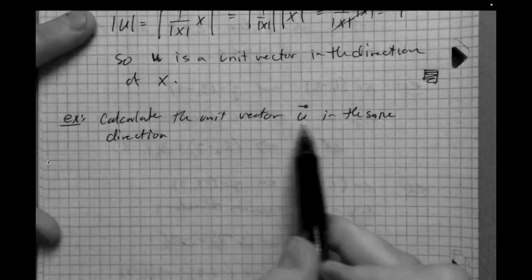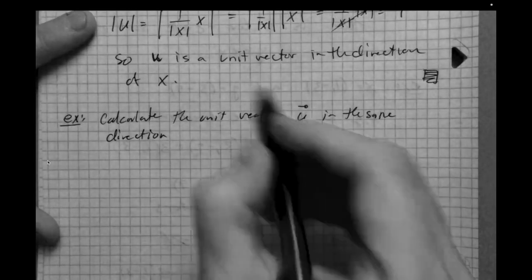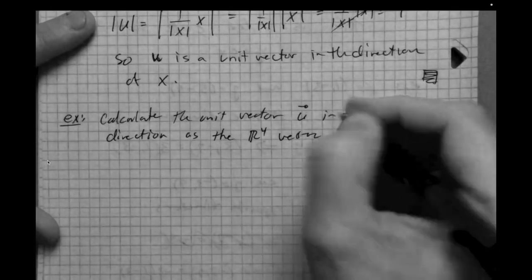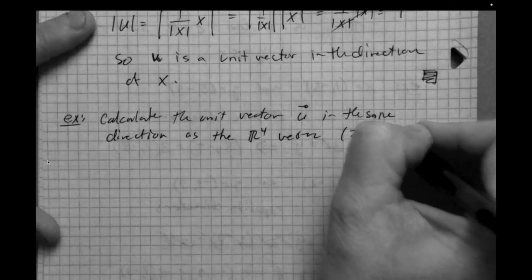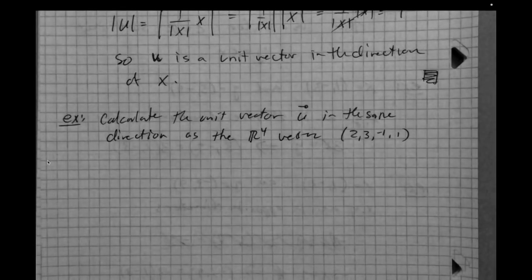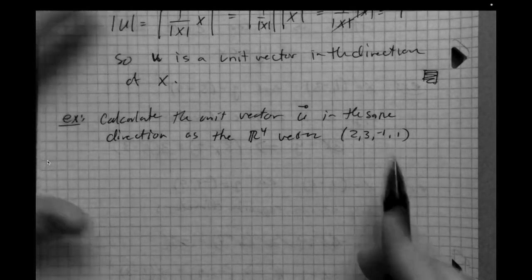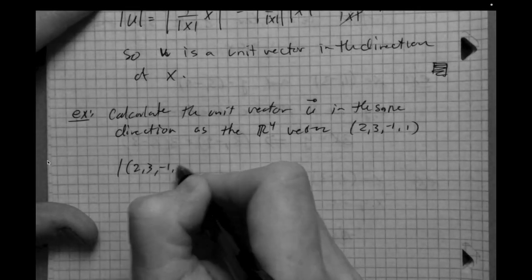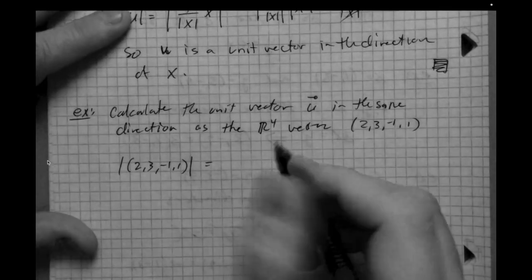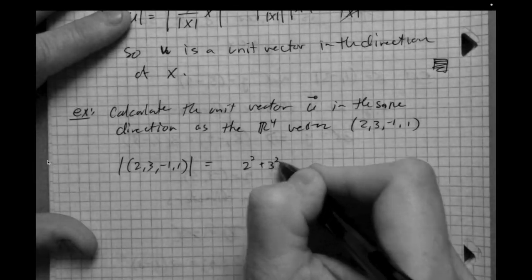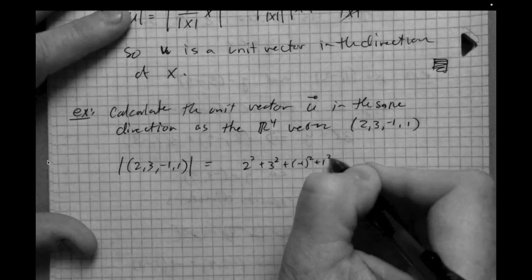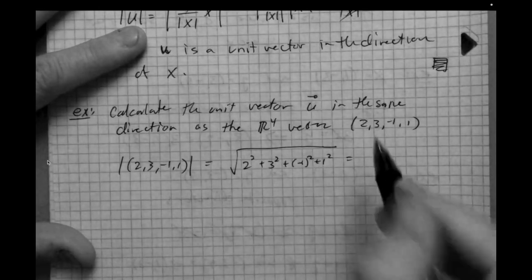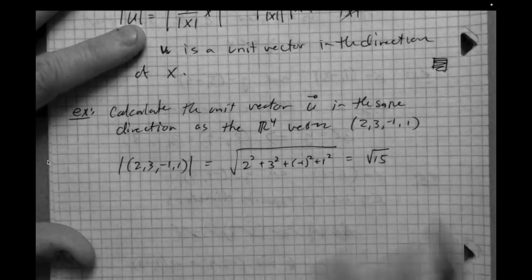And so let's calculate the unit vector u in the same direction as the R4 vector 2, 3, negative 1, 1. Okay, so first thing we need is the norm of this vector. Right, and that's easy to calculate. It's 2 squared plus 3 squared plus negative 1 squared plus 1 squared. Take the square root of that. And this is 4 plus 9 plus 1 plus 1, so you get square root of 15.